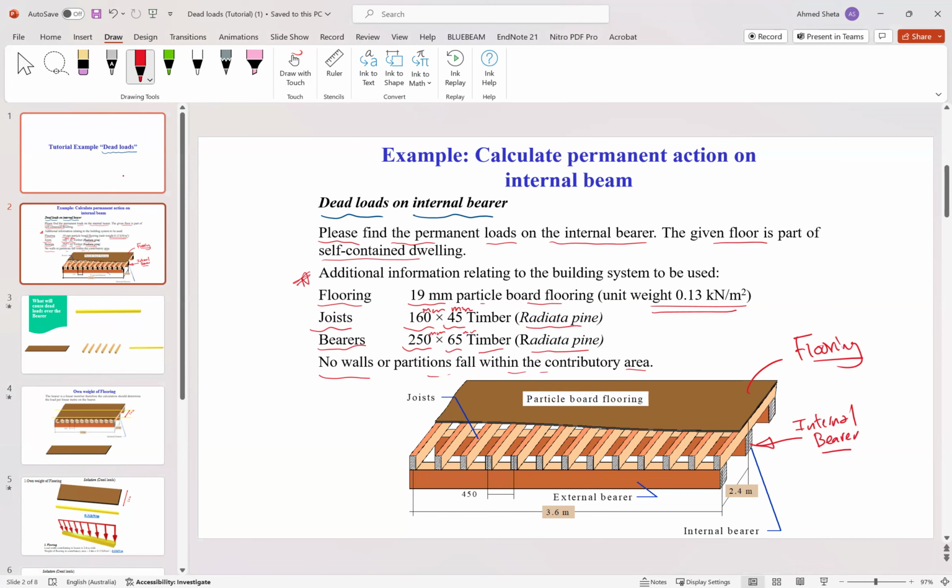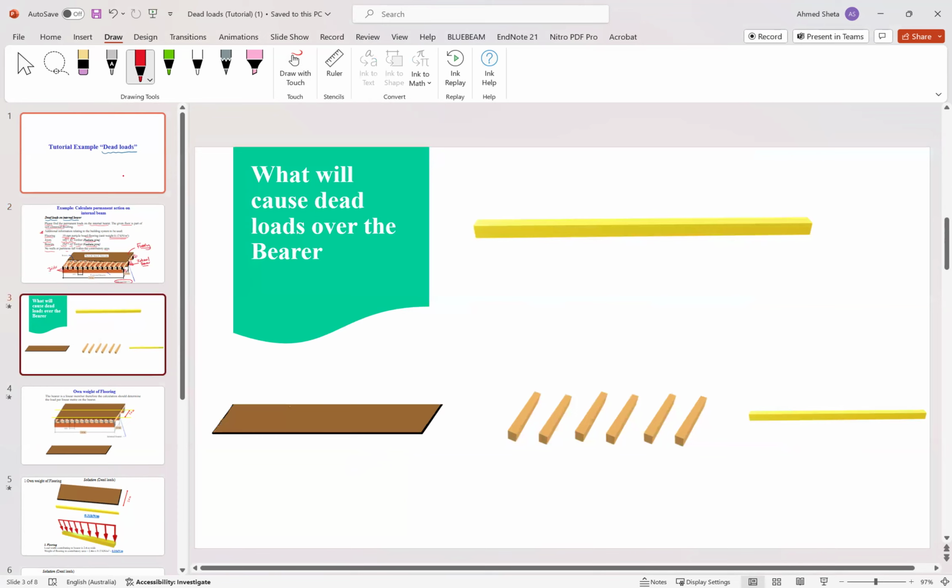So the components of this flooring again: bearers, 1, 2, 3 bearers. We have joists, the members in the short section, and the flooring, which is particle board flooring. In the next slide we can see the components again: flooring, joists, and bearer. This is how the load transfers through the structure components, from flooring to the joist and then to the bearer.